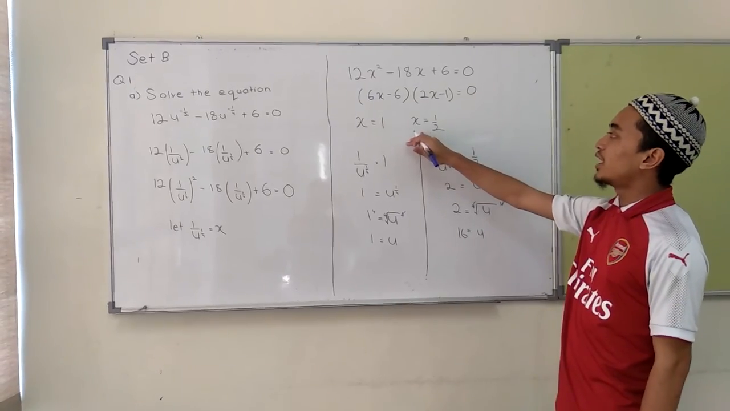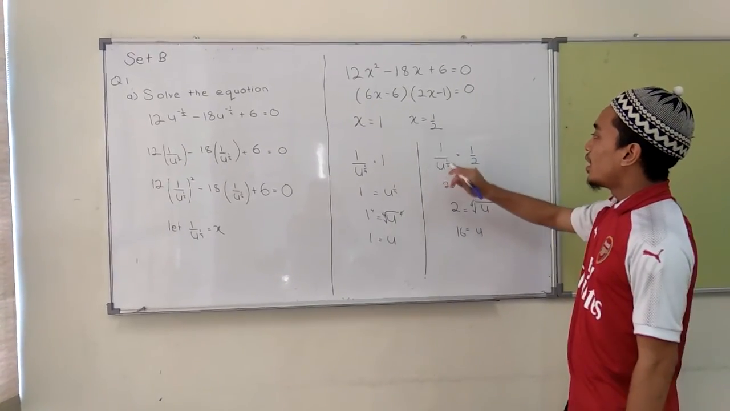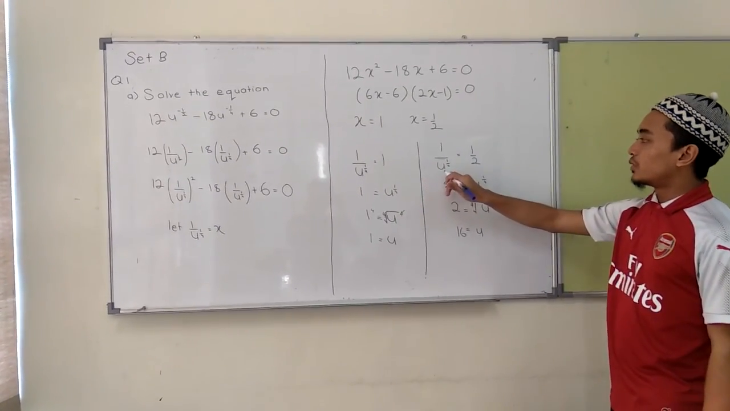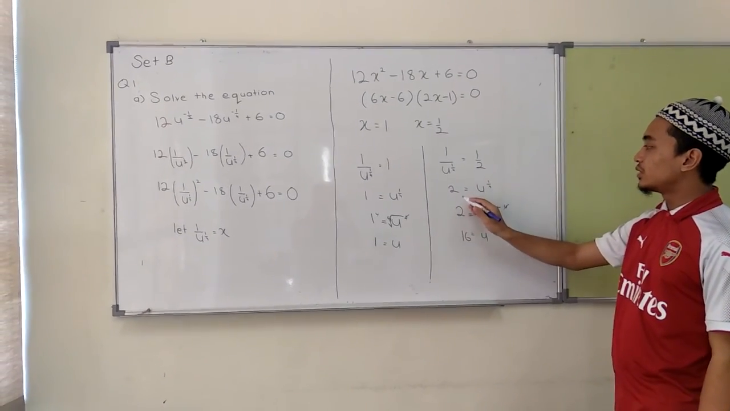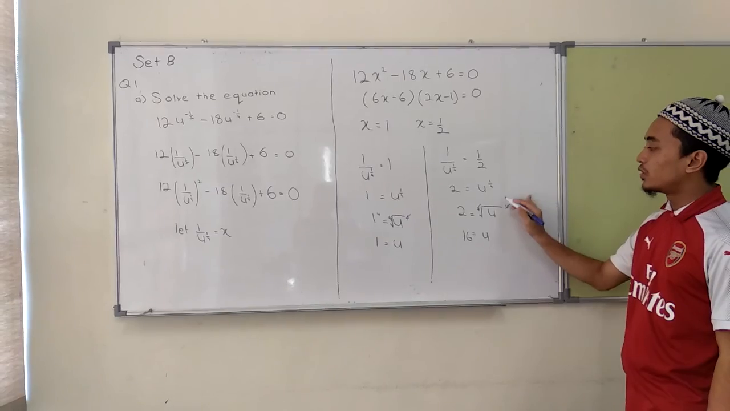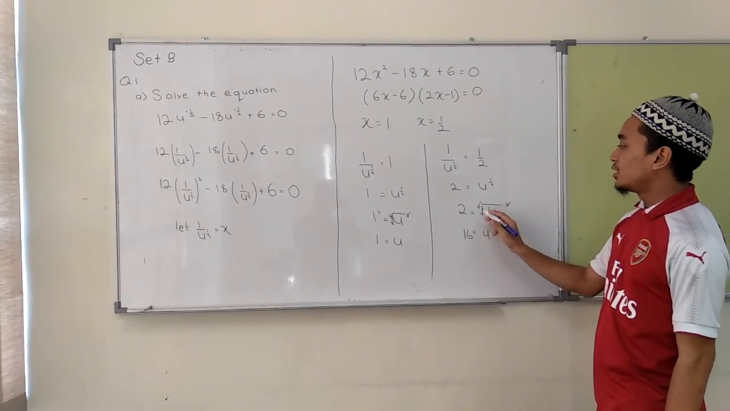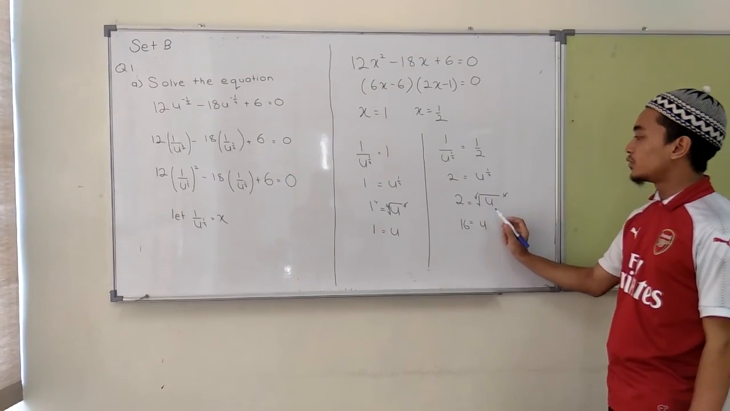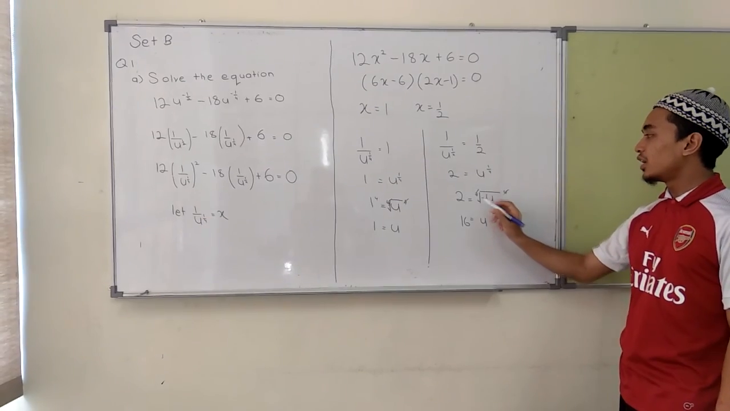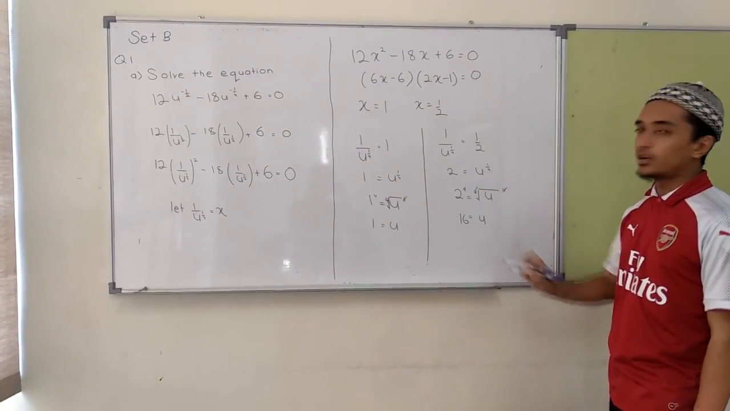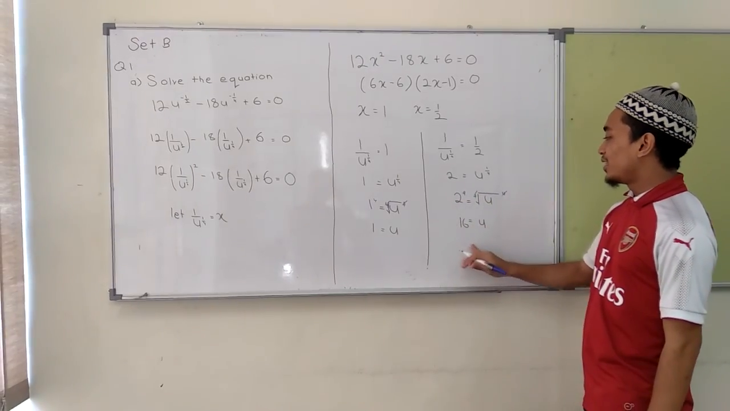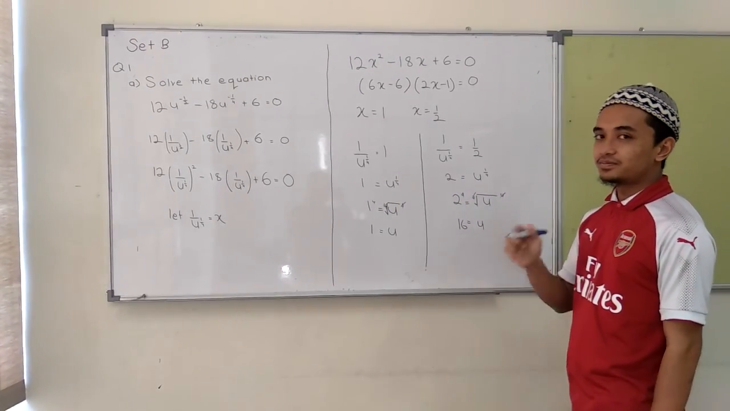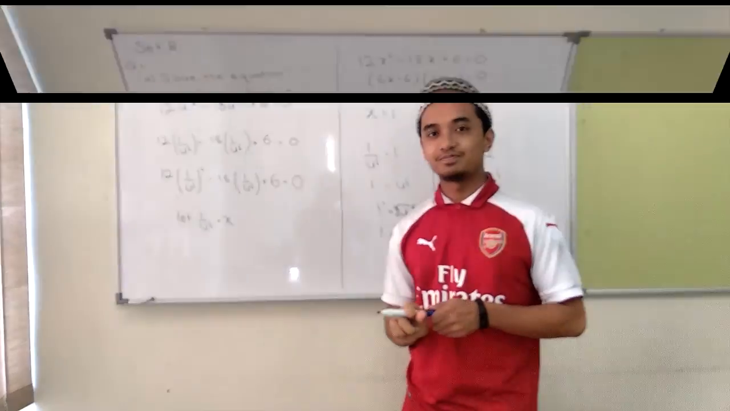Next, for x equals to 1/2, 1/u to the power of 1/4 equals to 1/2, and 2 is equal to u to the power of 1/4. To get rid of this fourth root, we have to power this by 4, and 2 we have to power it by 4 on both sides. Then we will get u is equal to 16. That's all from me. Thank you.